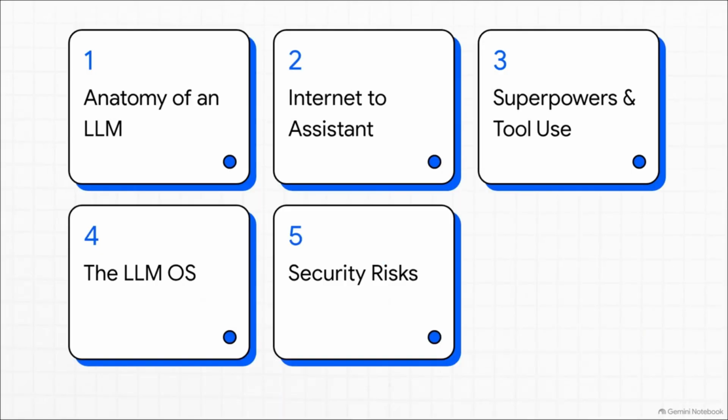Here is the roadmap for our journey today. 1. The anatomy of an LLM. 2. From internet to assistant. 3. Superpowers and tool use. 4. The LLM operating system. And 5. Security risks and jailbreaks. We are going to break this incredibly complex topic down into manageable, bite-sized pieces.